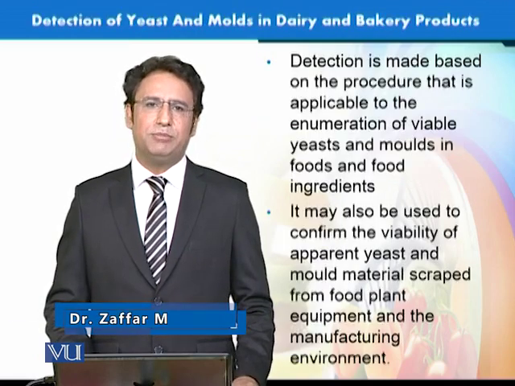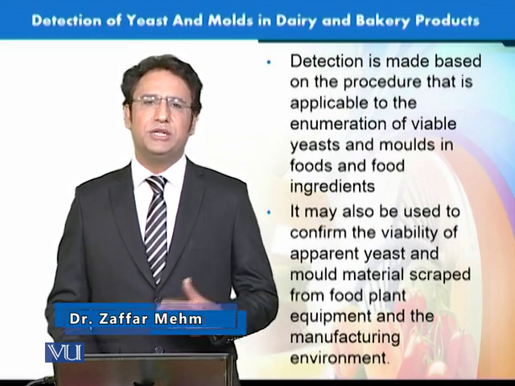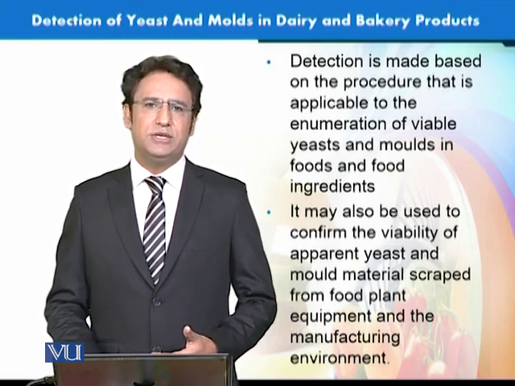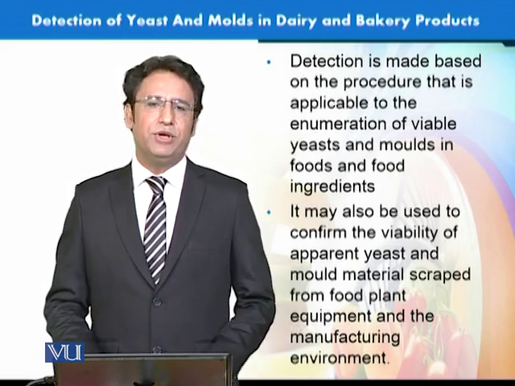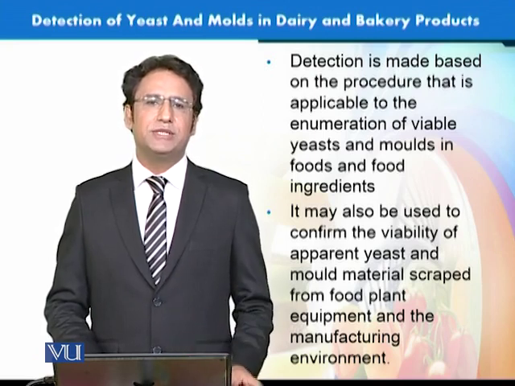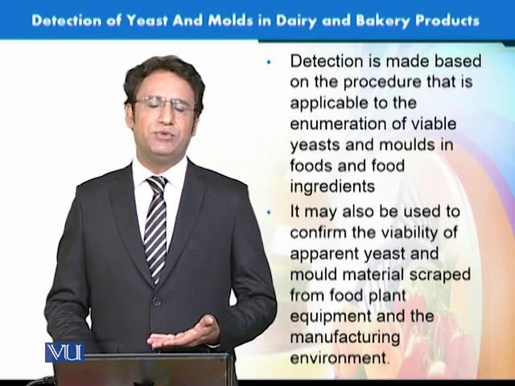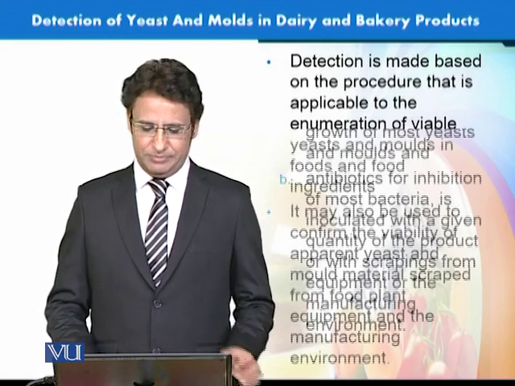These methods are basically based on the enumeration approach of measuring the number of these organisms within the food product as well as in the ingredients used for food processing. Another way of doing this analysis is to scrape surfaces from the processing area, because yeast and mold can get into the processing environment and contaminate all the processed food. So this analysis can be done on surfaces as well.